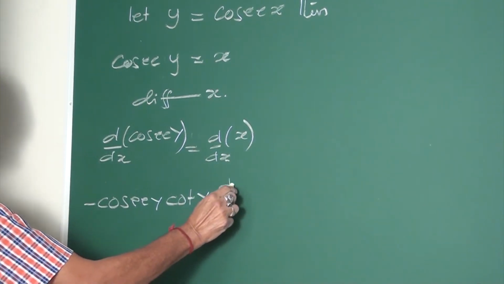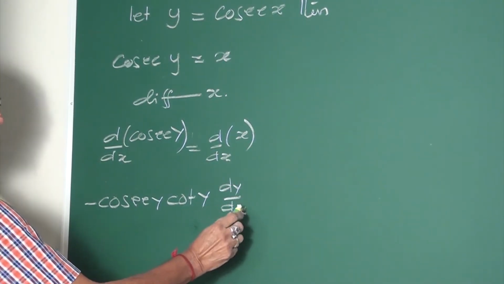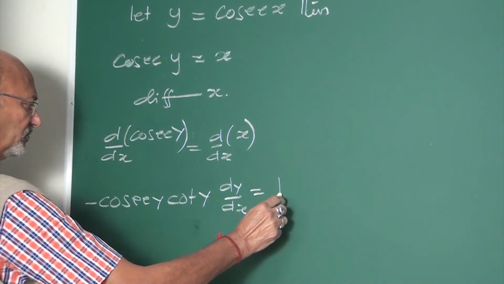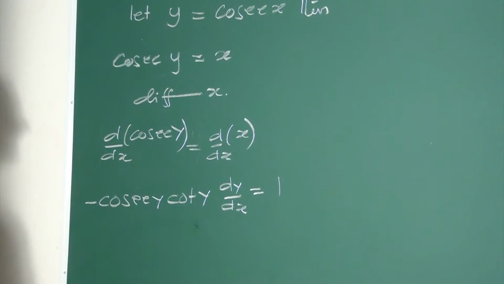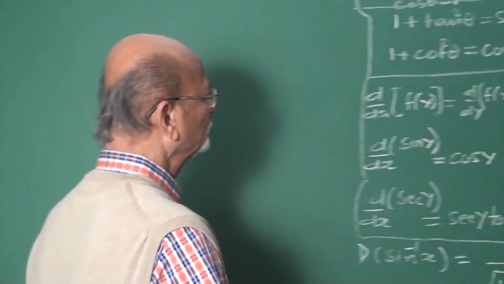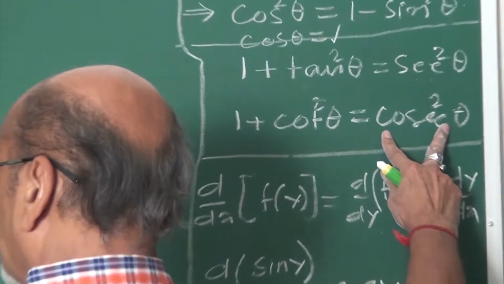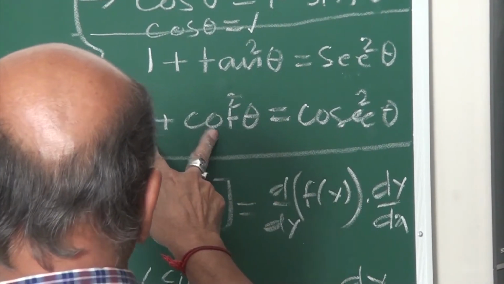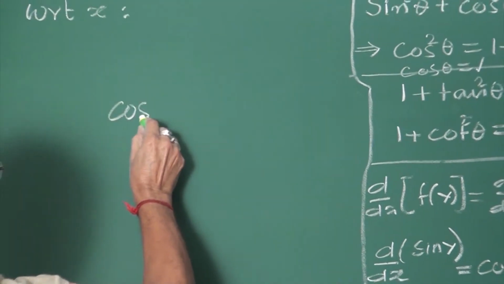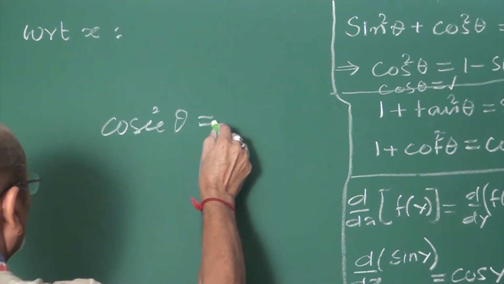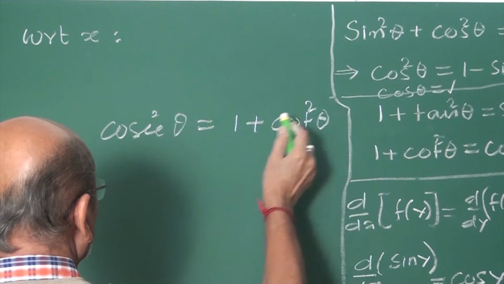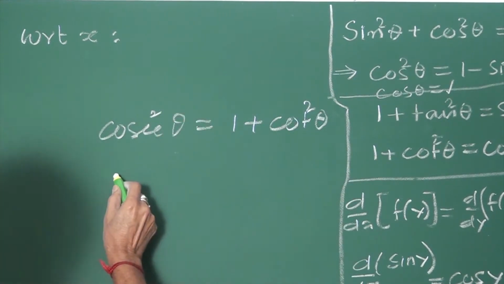Again, it is a derivative of y with respect to x. Derivative of y with respect to x equals derivative of x, which is 1. See, my friends, here: cosec square theta is 1 plus cot square theta. I write once again, cosec square theta is 1 plus cot square theta.